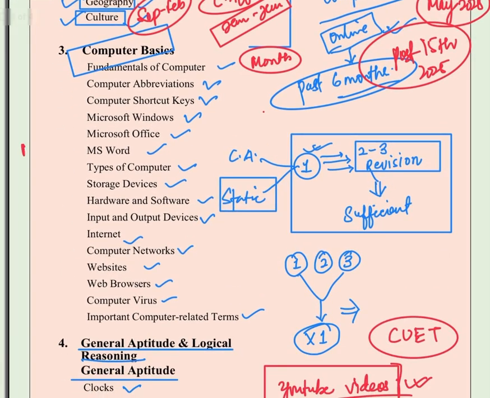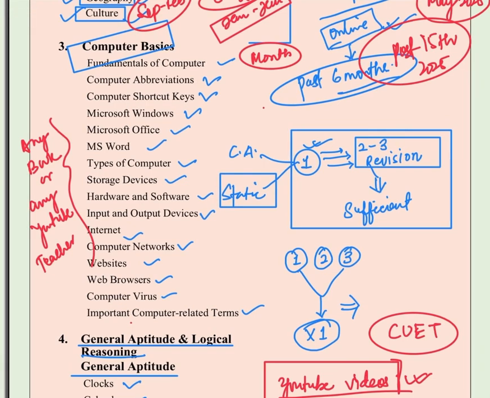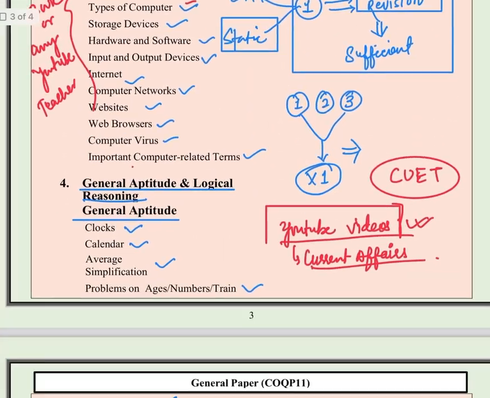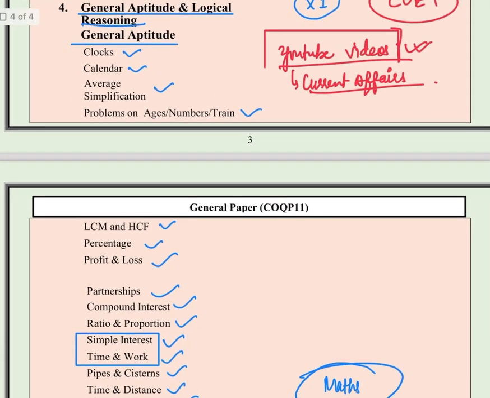Computer basics: as I already told you, any book or any YouTube teacher will help you out. There are many recorded videos on YouTube that you can check and navigate through your syllabus. You don't have to read the whole thing, you just have to navigate through your topics. That's it, and you will be sorted. Believe me, these are very small topics, and you will be able to do it within one day, right? Just watch them, make notes, and then revise. That is the whole key.